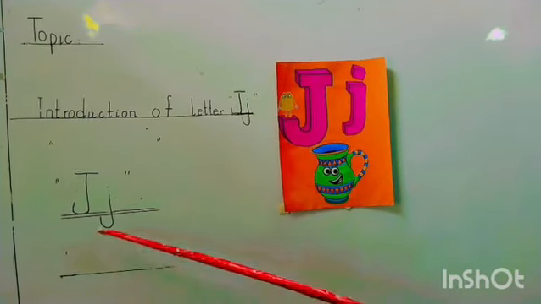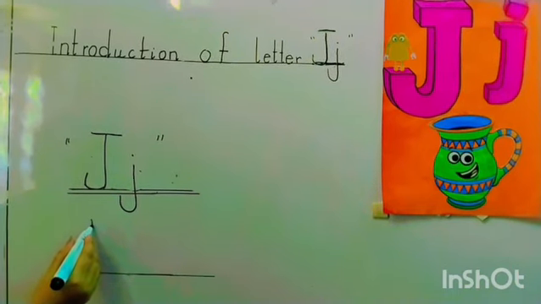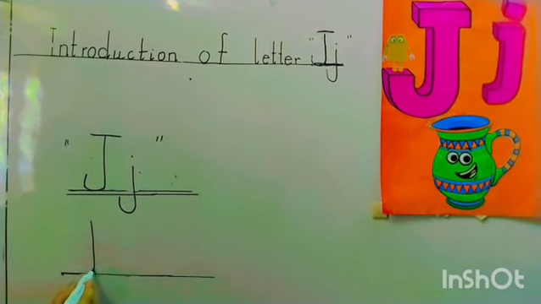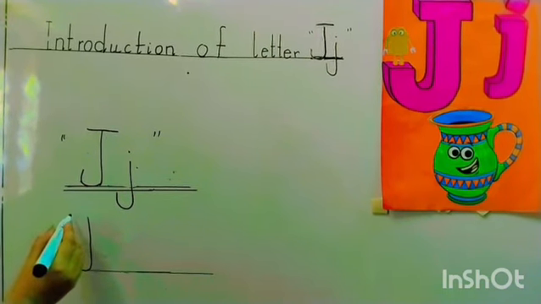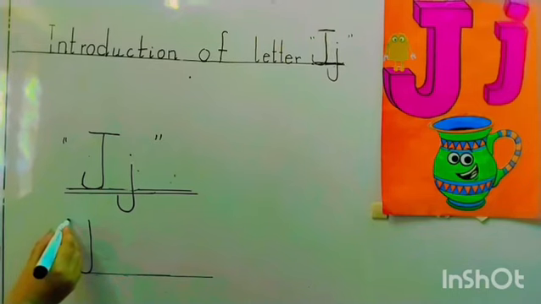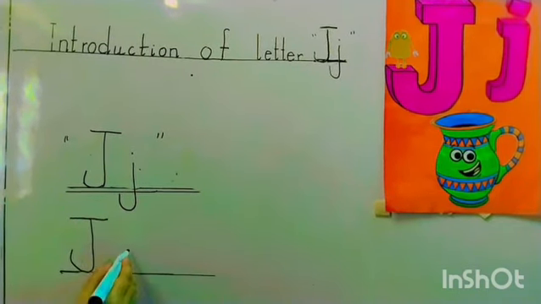Take your pencils and start writing with me. Put your pencil at the top. Make a standing line reaching downward and draw a backward curve. Good. Now put your pencil at the top and draw a sloping line. Now write small j with me.